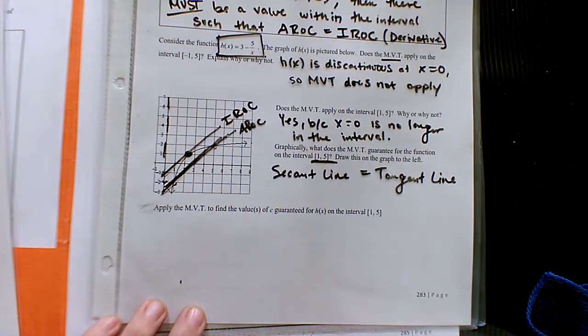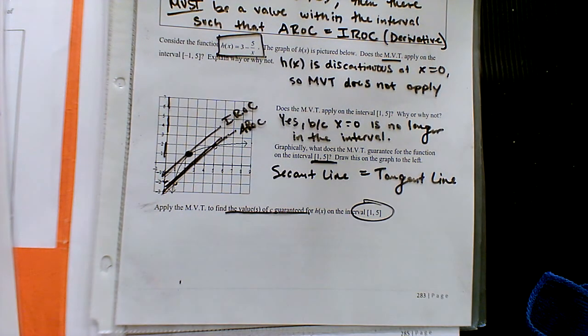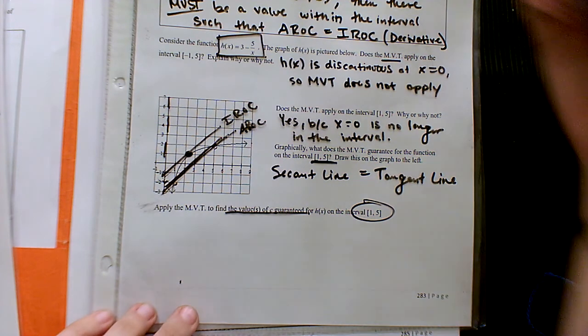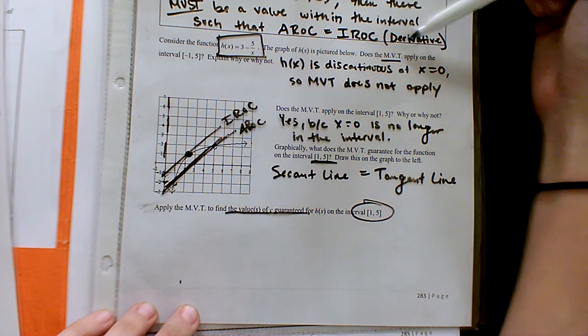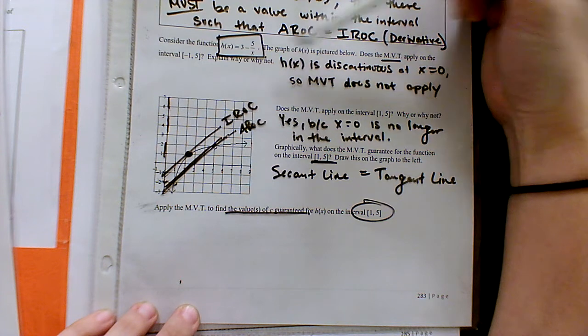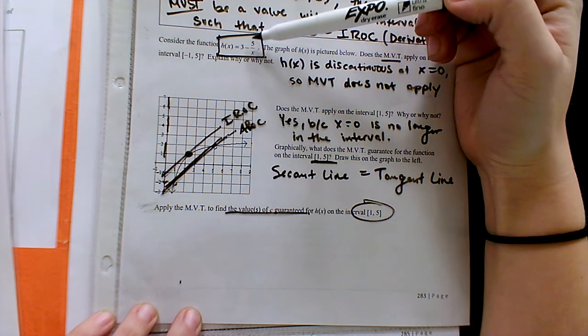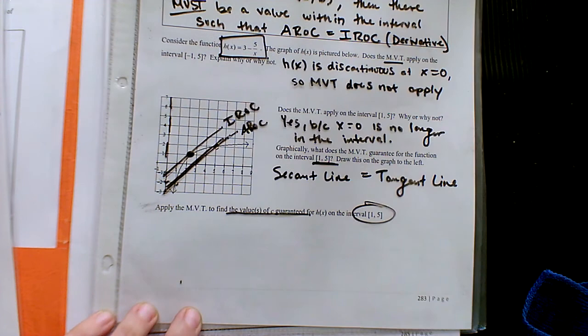Okay. Apply the mean value theorem to find that special spot on the interval. So according to the mean value theorem, we've got to find the derivative and set it equal to the average rate of change, meaning the slope between 2 points. How do you want to find the derivative of our function?